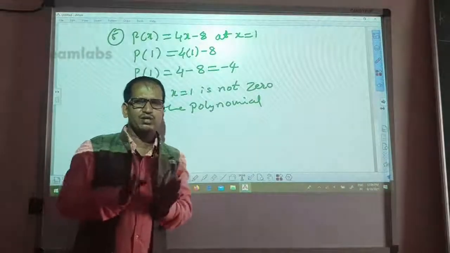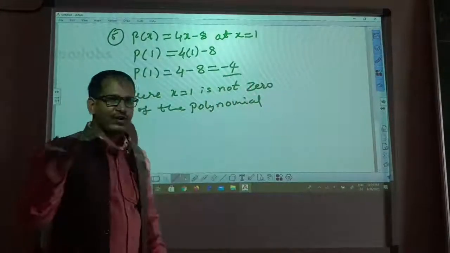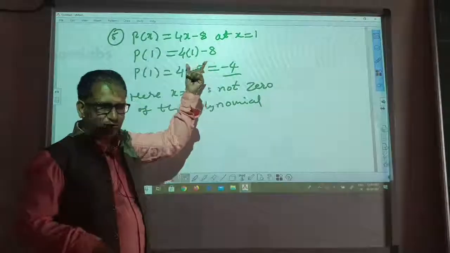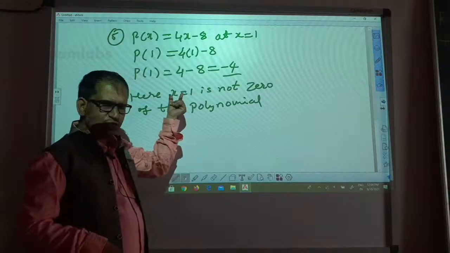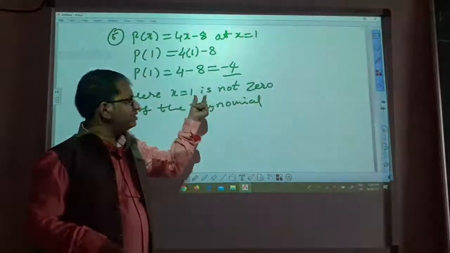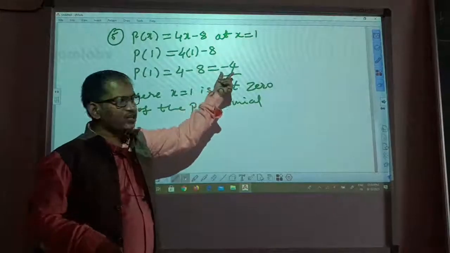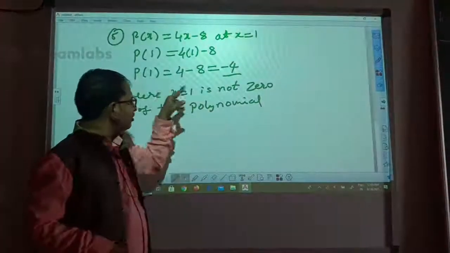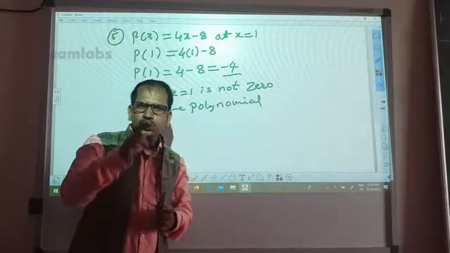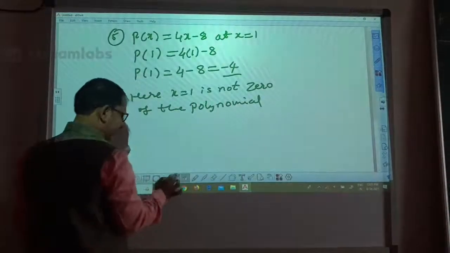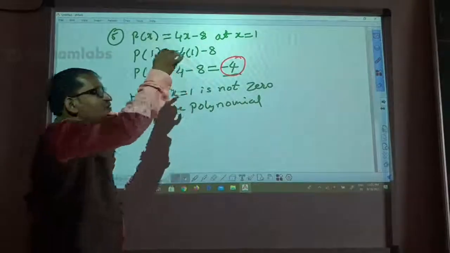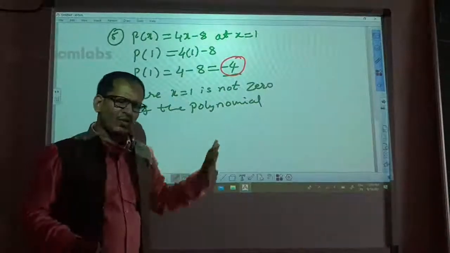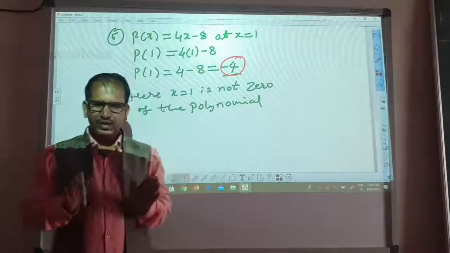We have to remember only one thing. We know how to find the value. If the value is 0, then we can write x is equal to whatever is given. Here x is equal to 1 is given, so x is equal to 1 is a zero of the polynomial. But here minus 4 is there. Positive number, negative number, anything it may be, but if it is not 0, then it is not a zero of the polynomial. If this value, which I am marking in red, is 0, then it is a zero of the polynomial. Otherwise it is not a zero of the polynomial. That's all. We have to remember this.